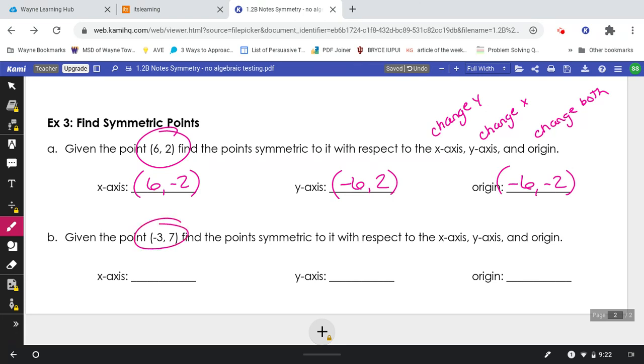All right, for part B, you have (-3, 7). So one of these is already a negative. So when we say change the y, just change it to the opposite sign. Change the x, opposite sign. I'll give you a second.